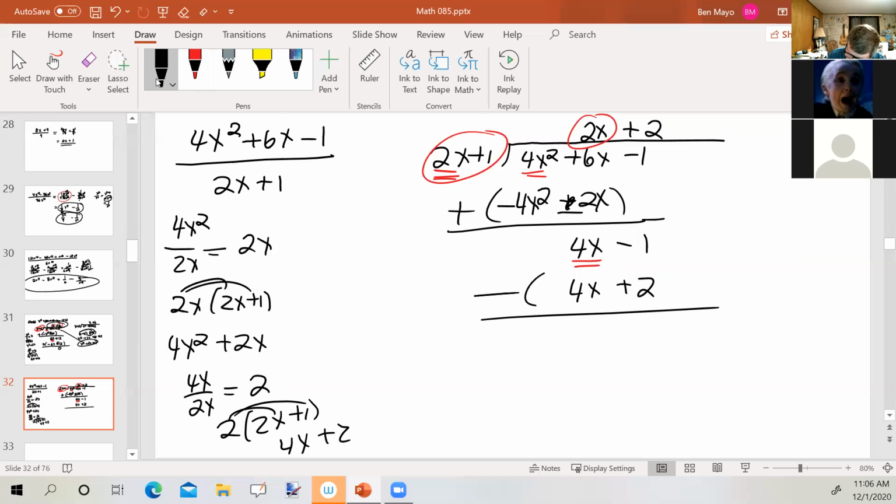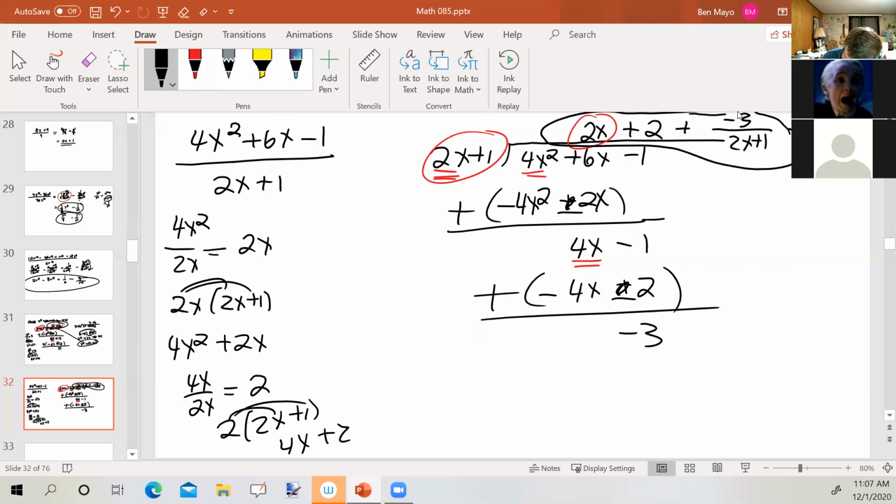We're going to subtract that quantity from what's up above. We'll change it to addition of the opposite. We get 0. Negative 1 plus negative 2 is negative 3. So now we have a remainder. So our answer is going to be 2x plus 2 plus the fraction, negative 3 over 2x plus 1. Any questions about that example?